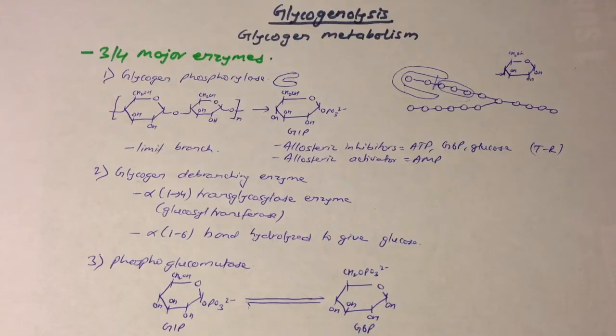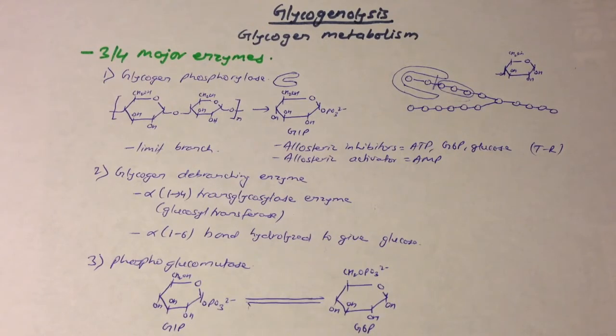Hi guys, in this video we're going to be talking about glycogenolysis. Glycogenolysis is the process of breaking down glycogen to yield individual glucose molecules. You might find this process hard if you haven't understood it yet, but I want to assure you that it's not that hard, and I'll try to explain this process in as simple terms as possible.